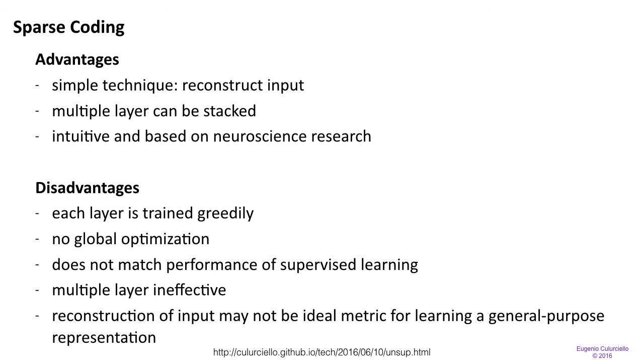But there are some disadvantages. So first of all, each layer is trained greedily. So you have to train one layer at a time. There's no global signal. So that might be compatible with neuroscience maybe, but the fact that there's no global optimization gives you suboptimal results. In fact, these techniques were never able to match the performance of supervised learning.